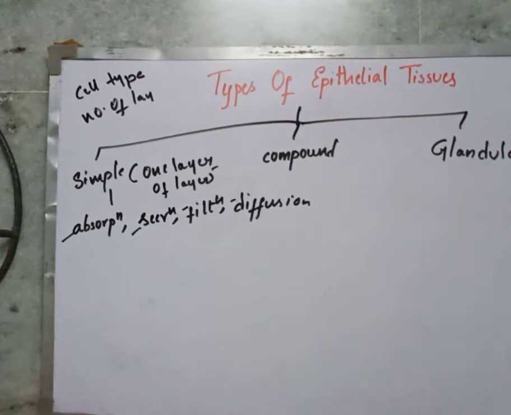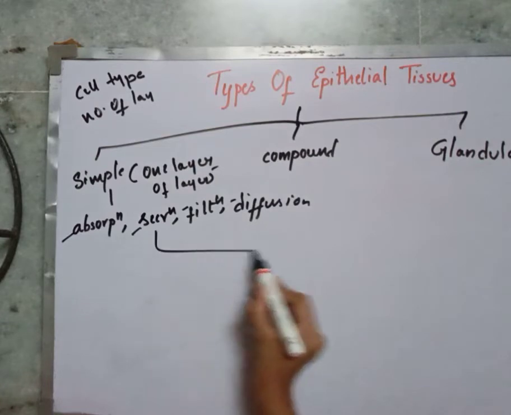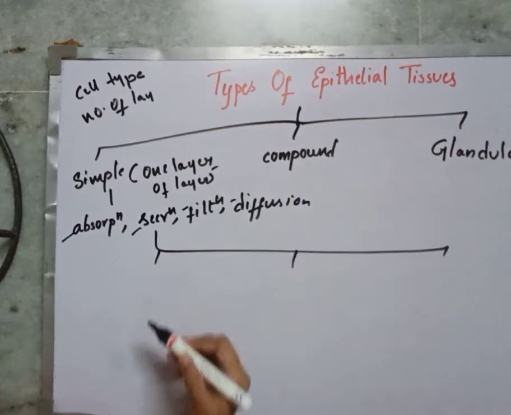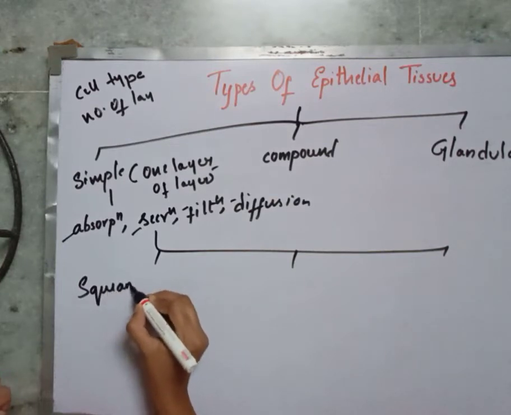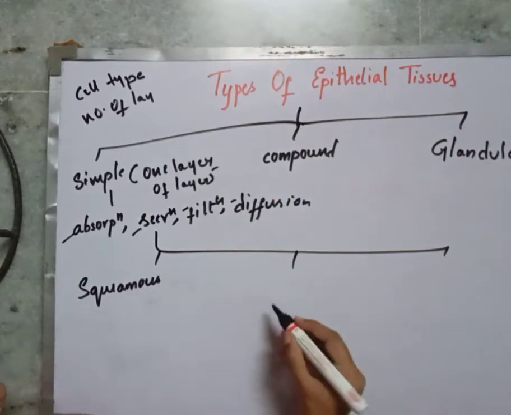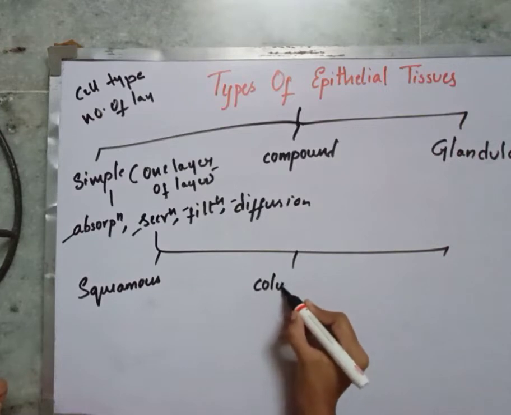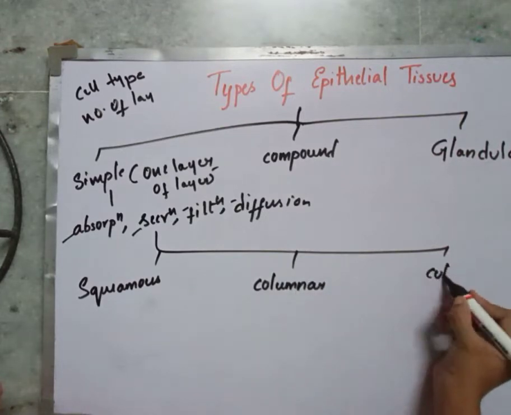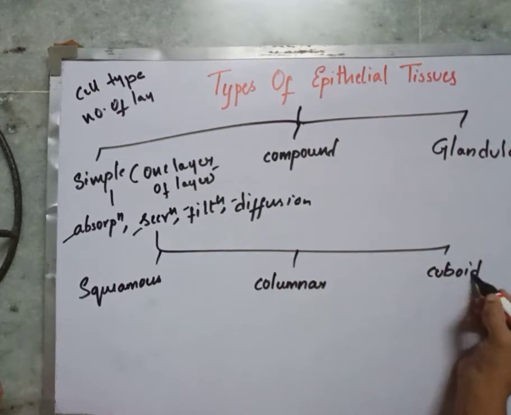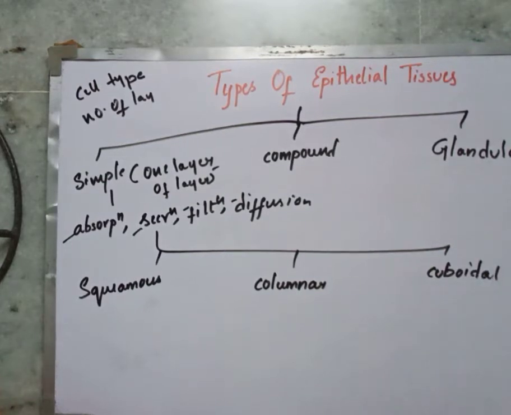So based on the type of cell, it is further classified. Simple epithelium is further classified into three types. They are simple squamous epithelium, simple columnar epithelium, and simple cuboidal epithelium. Okay, so these are the different types of simple epithelium.